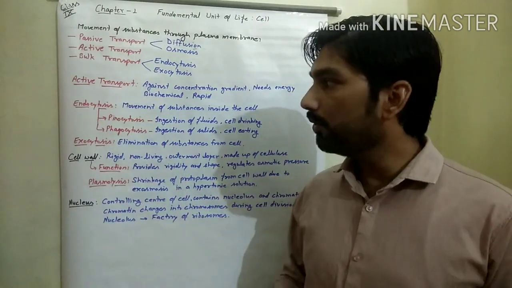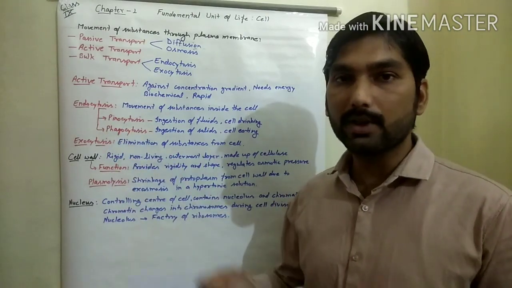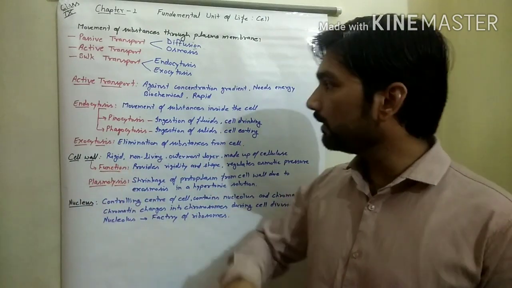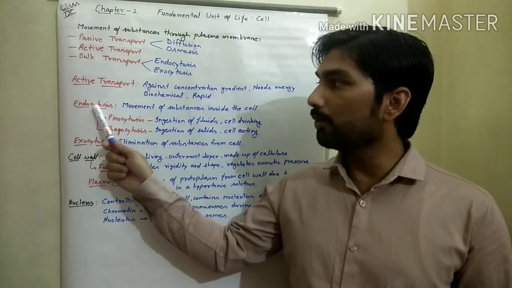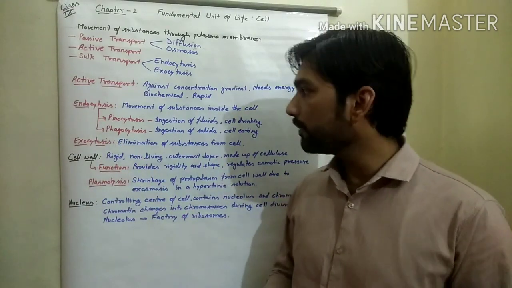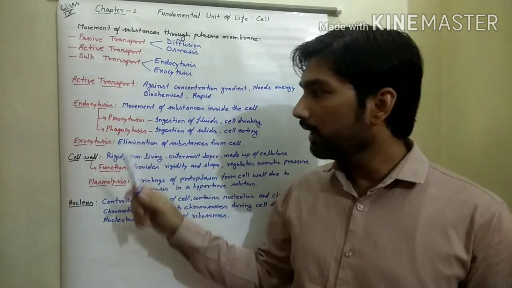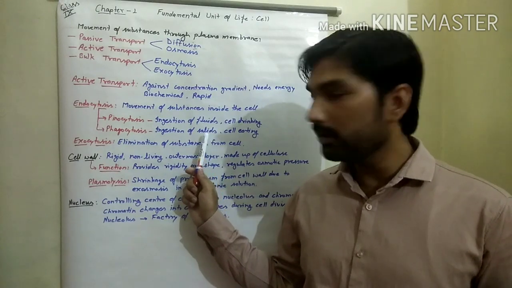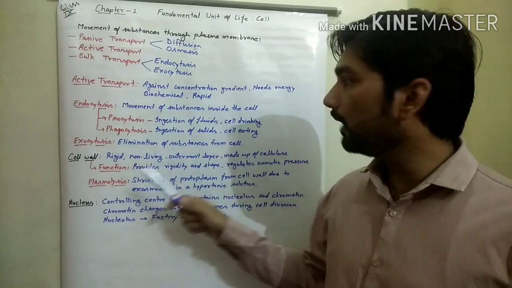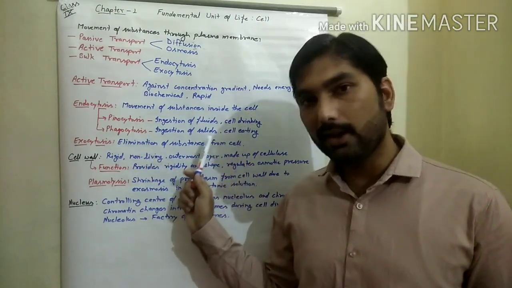Then you got to know about the endocytosis process. Endocytosis means the movement of substances from the extracellular fluid or external surrounding towards inside the cell. On the basis of the nature of substances, if the substances are fluids, this process is known as pinocytosis, and if the substances are solid, this process is known as phagocytosis. So pinocytosis is also known as cell drinking, and phagocytosis is also known as cell eating.